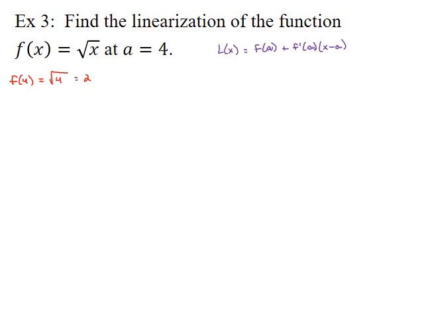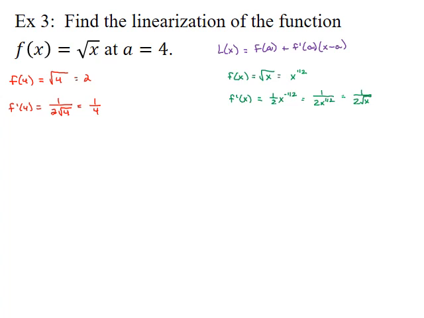I do need the derivative. So since f of x is equal to the square root of x, which is the same thing as x to the 1/2, I'm going to find my derivative by using the power rule. That would be 1/2 x to the negative 1/2, which is the same thing as 1 over 2 x to the 1/2, which is 1 over 2 times the square root of x. I'm going to take the same a value of 4, but now I'm going to plug it into this derivative. That would be 1 over 2 times the square root of 4, which comes out to be 1/4.